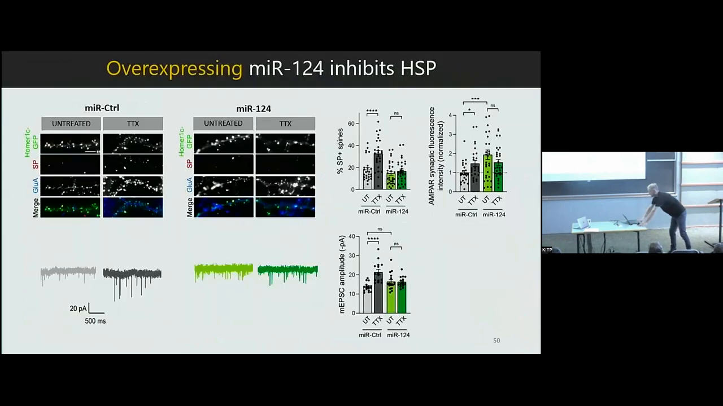So when you overexpress miR-124, you block the homeostatic response. If you look, for instance, at the increase in the percentage of synaptopodin positive spines. But if you look at basal situation, you don't affect much the expression of synaptopodin, meaning that probably synaptopodin is already highly repressed by miR-124 in basal conditions. So even if you overexpress it, you cannot downregulate more synaptopodin expression.